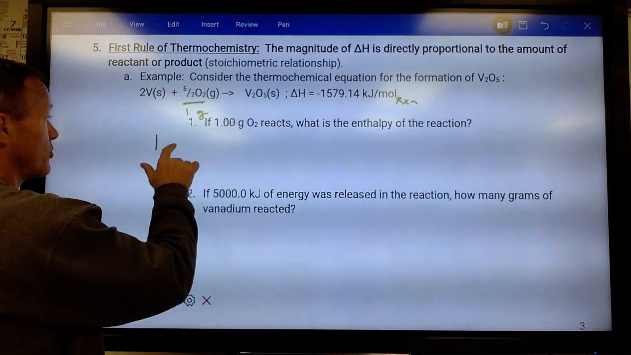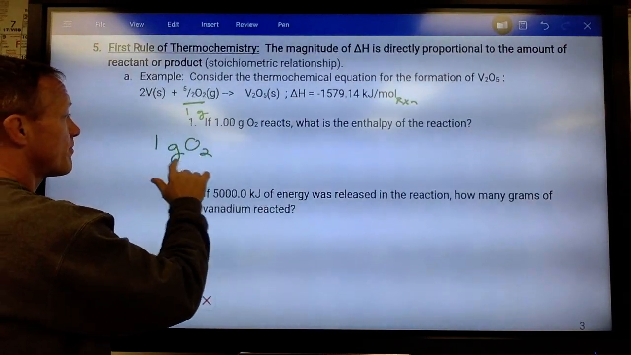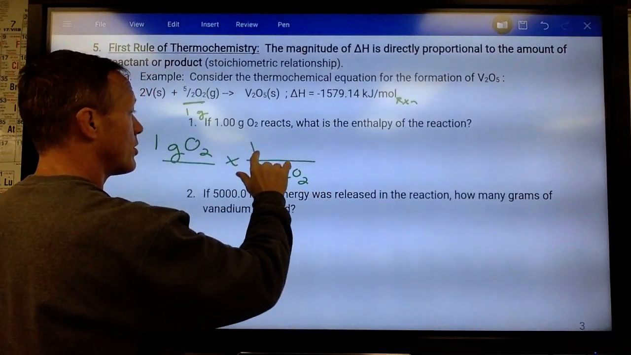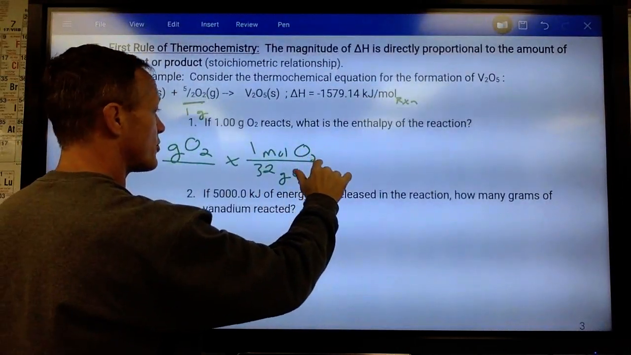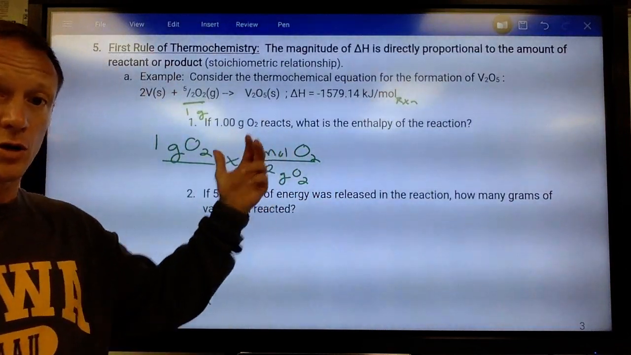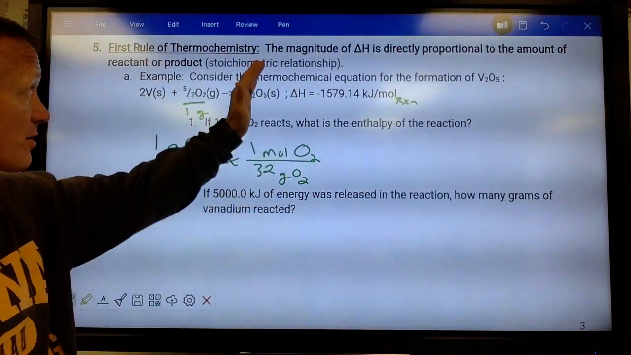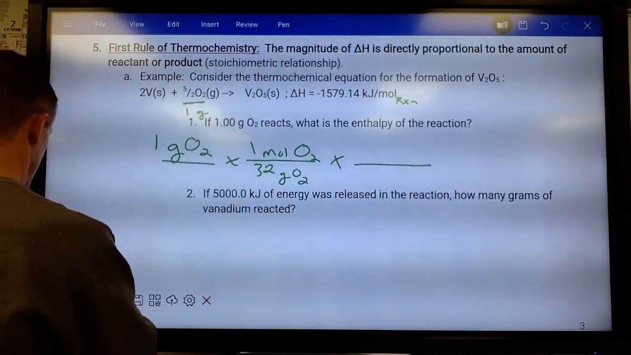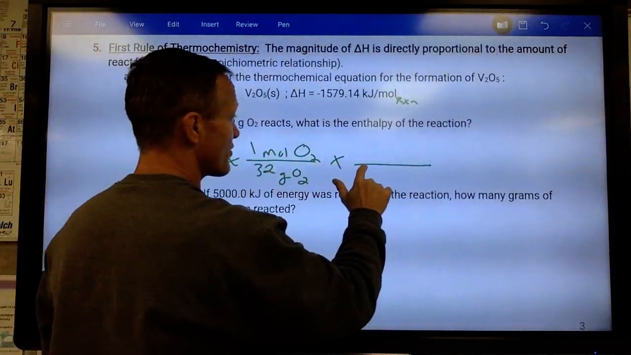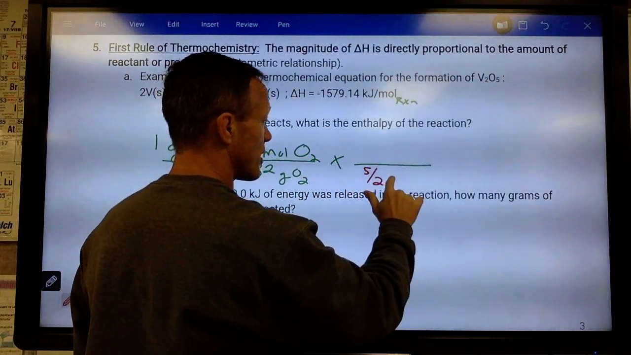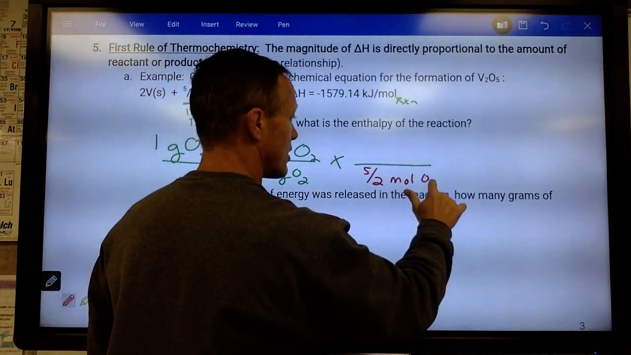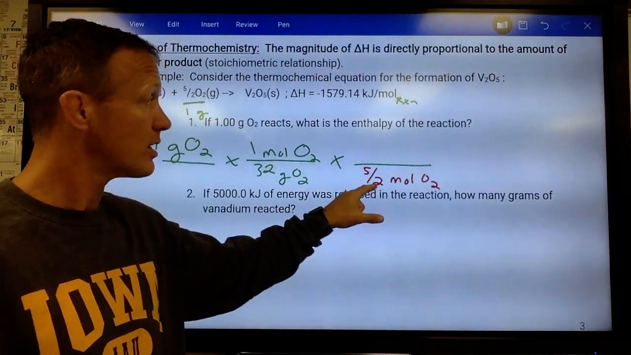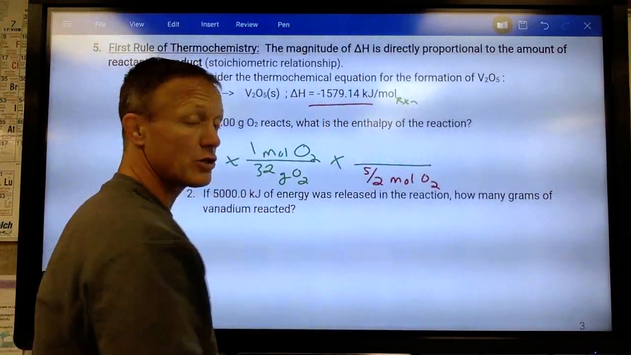assuming we have plenty of vanadium to react with that. So do normal stoichiometry: you've got 1 gram of oxygen, convert that to moles, 32 grams of O2 per mole of O2. Just like we always do, we always convert to moles. We usually do our mole ratio if we're trying to get from oxygen to something else. In this case, our ratio is going to be that for every 5 halves moles of oxygen, or every 2.5 moles of oxygen, used in this reaction, this much heat is released.